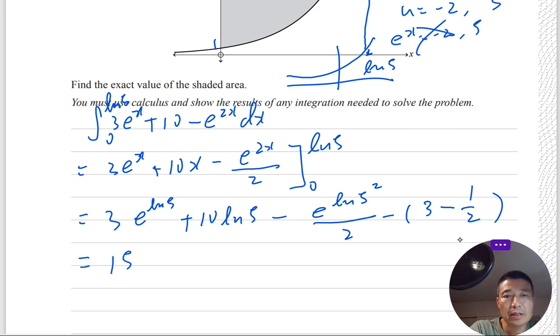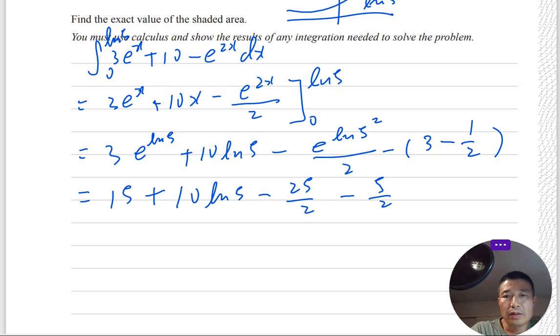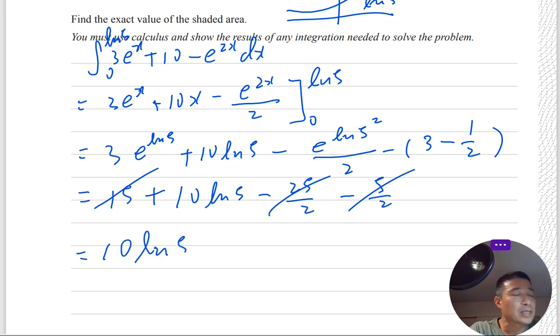So as I said, that's a 5. Then 15 plus 10 ln 5. And that's just simply 5 squared, isn't it? So 25 over 2. And that is 5 over 2. Now, when I plug that in, it's negative 30 over 2, which is negative 15. So those ones are gone. So what's left is just 10 ln 5. That should be the answer.